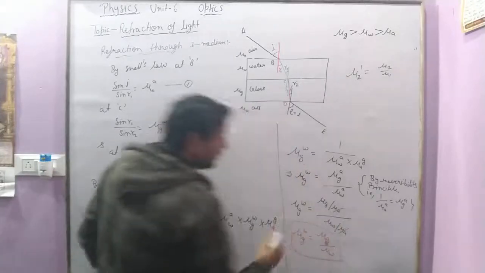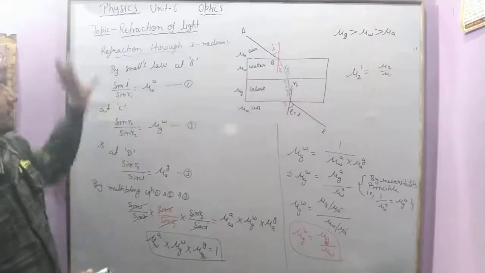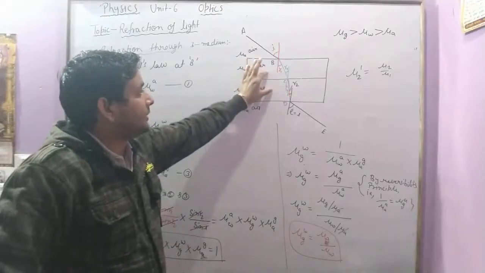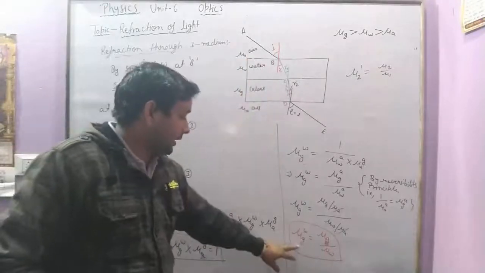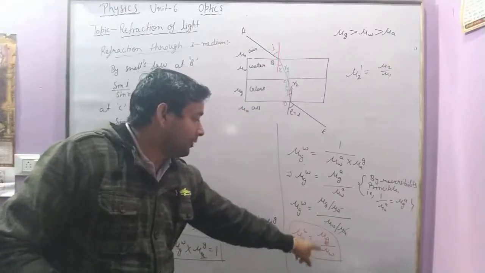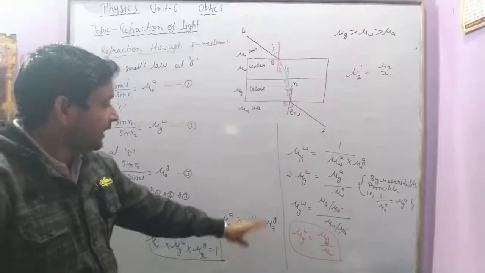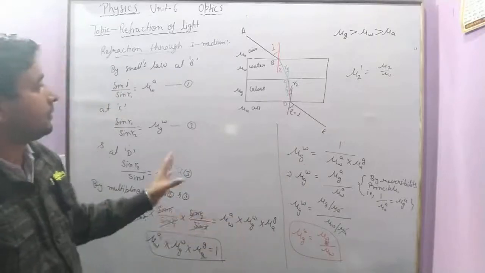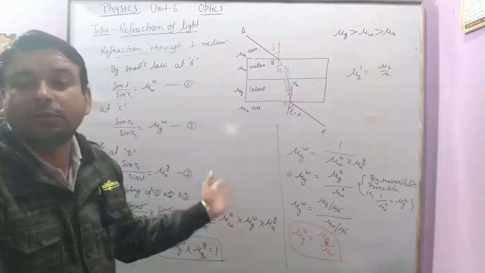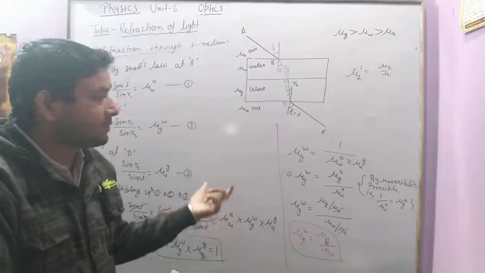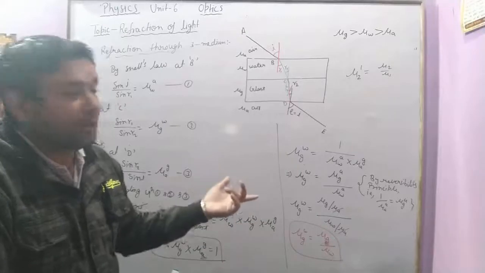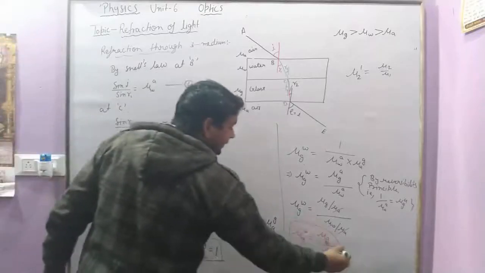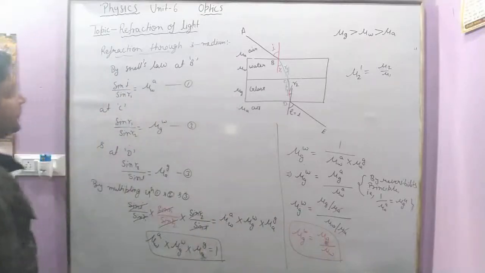This is our final relation. By using the reversibility principle, we prove that the relation between the two different media, the refractive index of the first medium with respect to the second, is equal to the reciprocal of the second medium with respect to the first. This is the most important relation, on the basis of which we have numericals of 1 mark or 2 marks related to refraction through spherical surfaces. This result is in use. Okay, note down this.